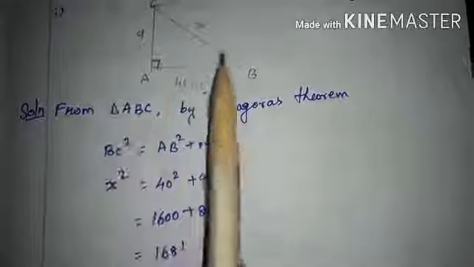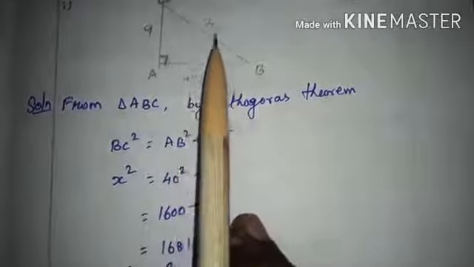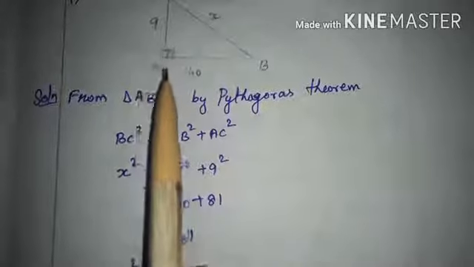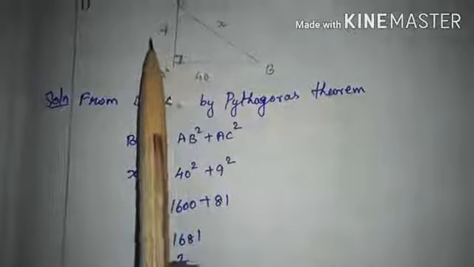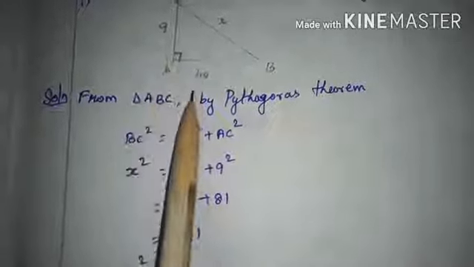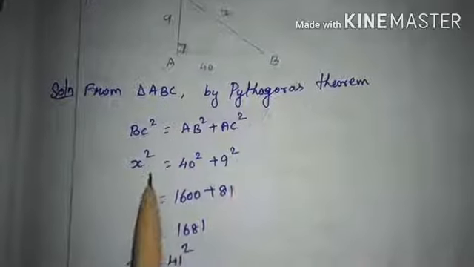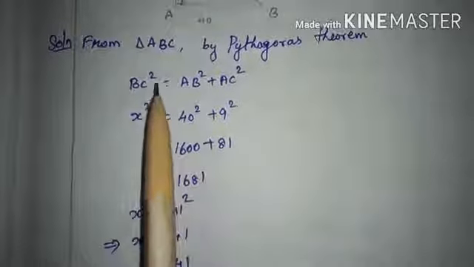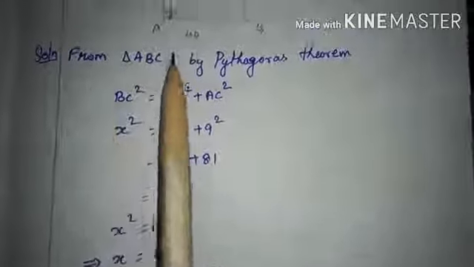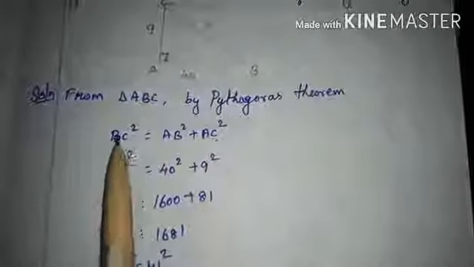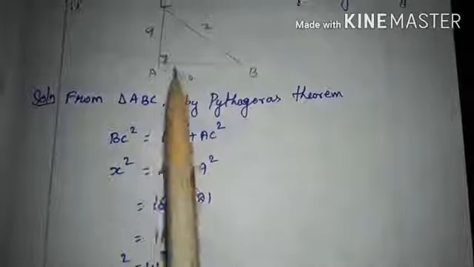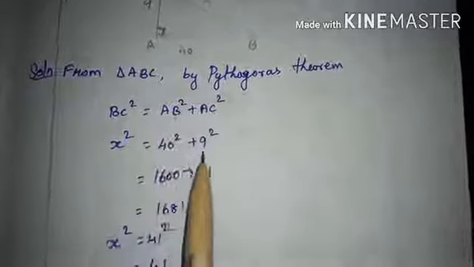We know that Pythagorean theorem, the hypotenuse square is equal to sum of the squares of other two sides. Here the hypotenuse is given as x and the other two sides are given as 9 and 40. Using this theorem, we are going to find out the value of x. From triangle ABC, we can write BC square equal to AB square plus AC square. BC is given as x and AB and AC are given as 40 and 9.